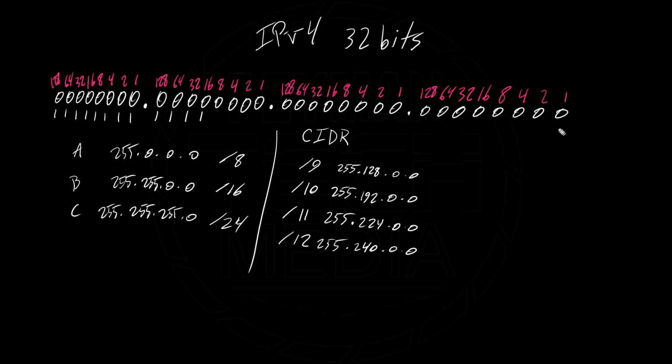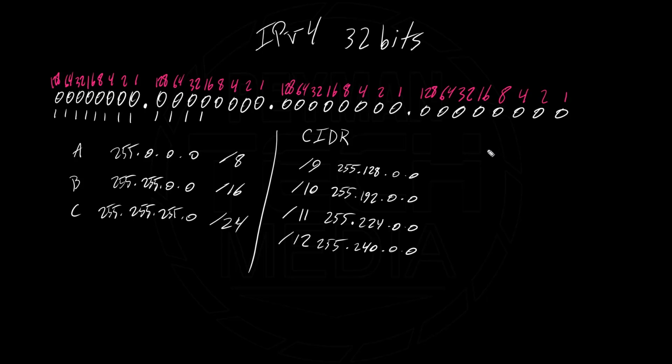So usually when reading textbooks, authors refer to this as borrowing bits, borrowing from these host bits and turning them into network bits. In other words, these are our network bits, these are the borrowed bits, our subnet bits, and the rest of the zeros are the host bits. Okay, so let's go over this table.